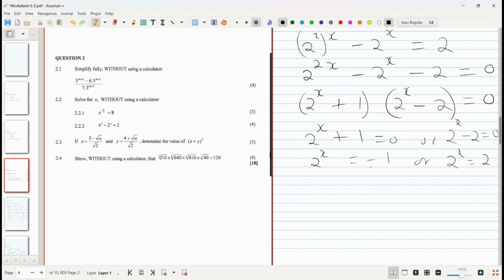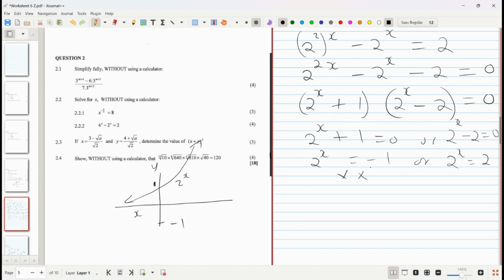Why? Because we know that 2 to the power x is the exponential graph, which always cuts at 1, where y equal to 1 here. Okay, and then the asymptote here we know is the x-axis. X-axis is asymptote. So there's no way that 2 to the power x, this function here, will approach what? Will approach negative 1 here, where y equals to negative 1. We can see that this will not exist.